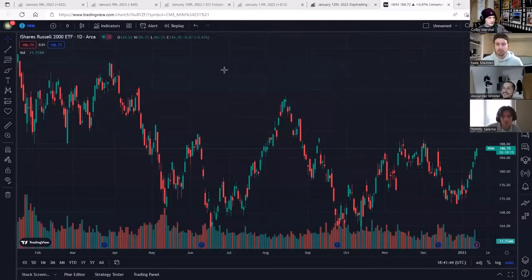Okay. This is TradingView. I never even used this before, but this is the Russell right here, Russell 2000. So obviously this is a small cap index.